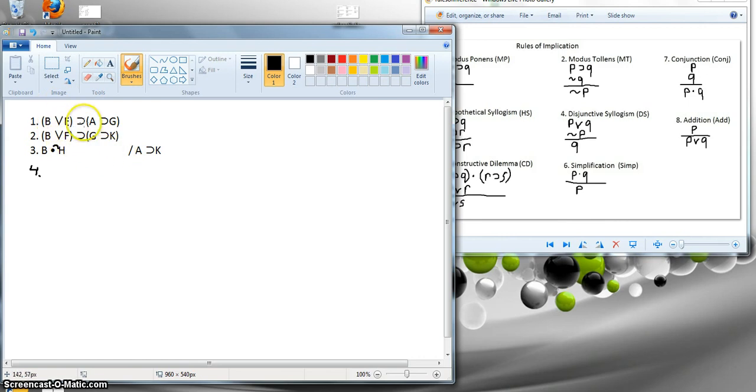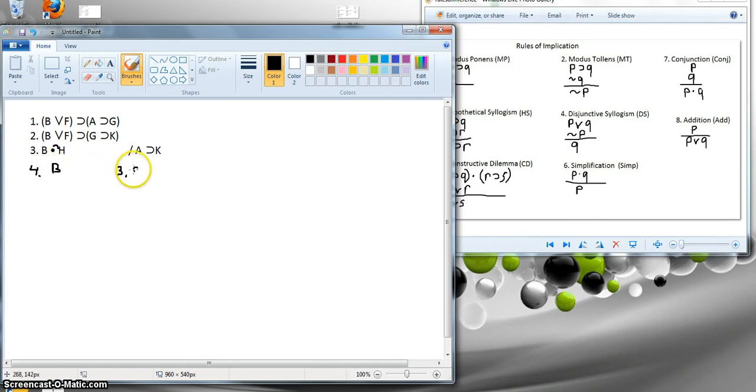We want to get B or F so we can get these on lines by themselves and then conjoin them. How do we get B or F? Well, we can get B right here. Now, the alternative is you could just randomly start applying these rules too, right? The most obvious rule is B, and this is 3, simplification.